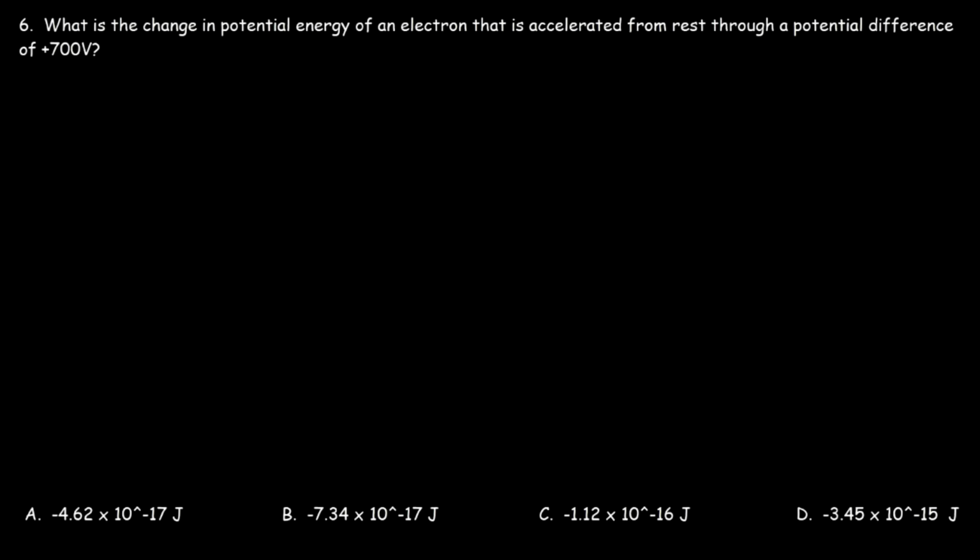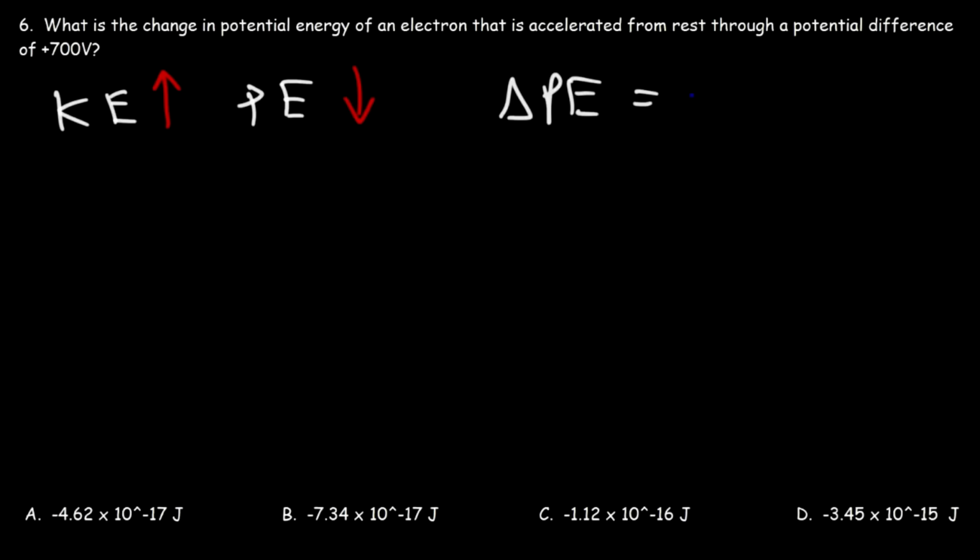Number 6. What is the change in potential energy of an electron that is accelerated from rest through a potential difference of 700 volts? So the fact that the electron is being accelerated tells us that its kinetic energy is increasing. If the kinetic energy of the electron is increasing, that means that it's losing potential energy, which means that the change in the potential energy of the electron has to be negative.